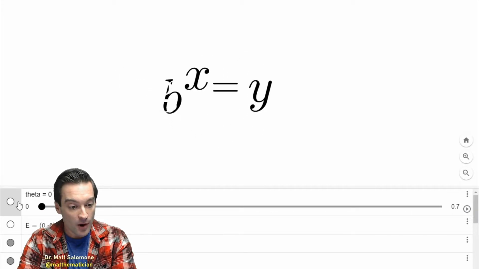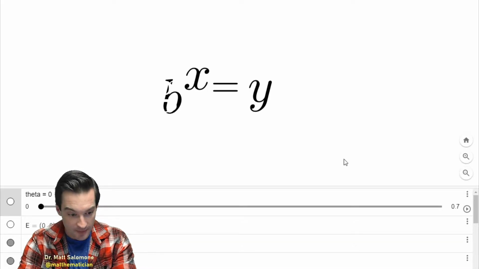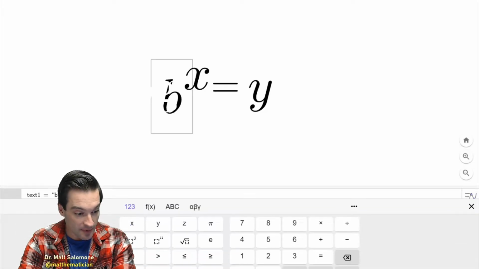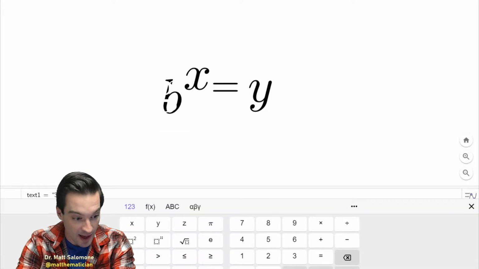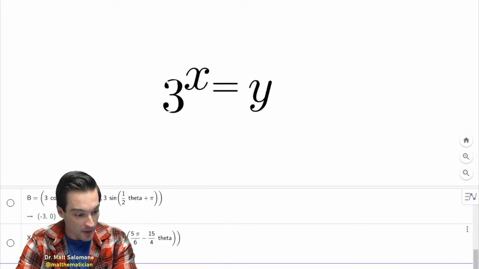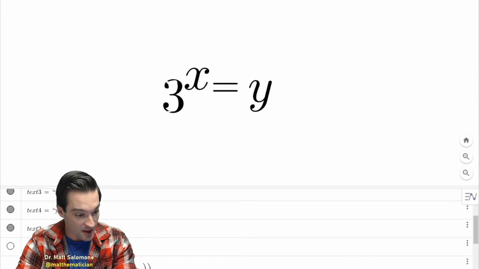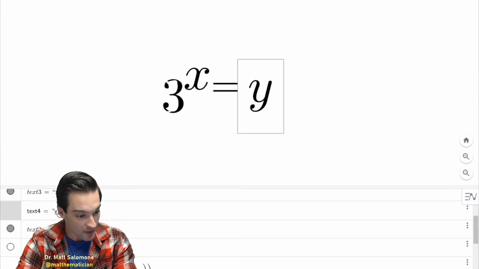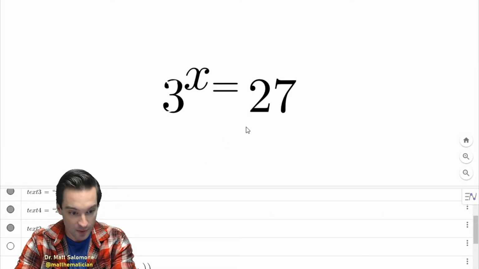So if I want to change my exponential equation into a logarithmic equation, what I ought to do, why don't we just replace b by 3, because that happens to be the base that we're looking at in the problem that we're trying to solve now, right? Upstairs we have something complicated, x squared minus 4. But then my right-hand side, in place of the y, we have a 27.